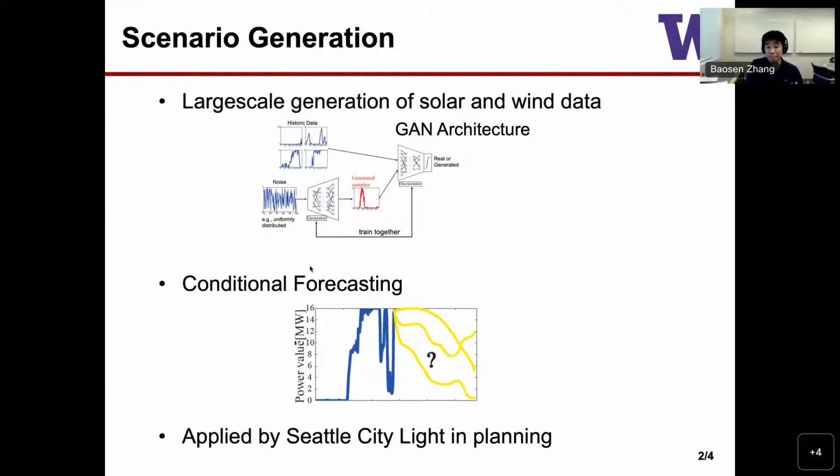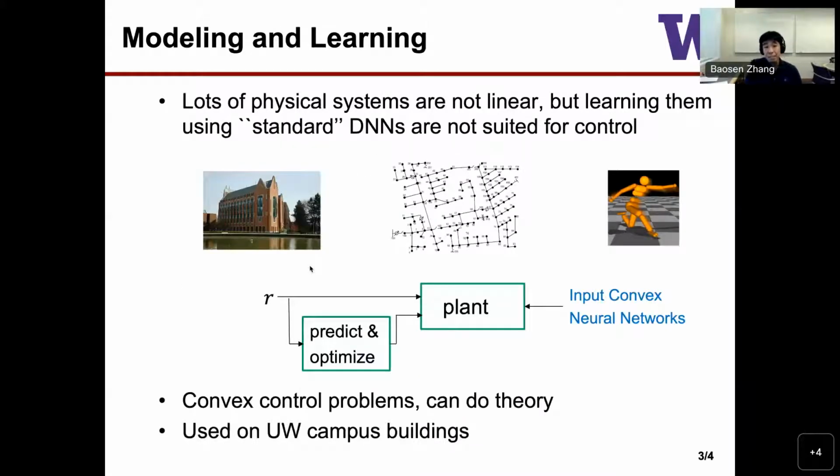And interestingly, we can build on top of this. We can do conditional forecasting. We can look at what will happen if we do something in the grid or we observe some things. And this has been applied by Seattle City Light in their planning problems. And so next, quickly going through the topics.